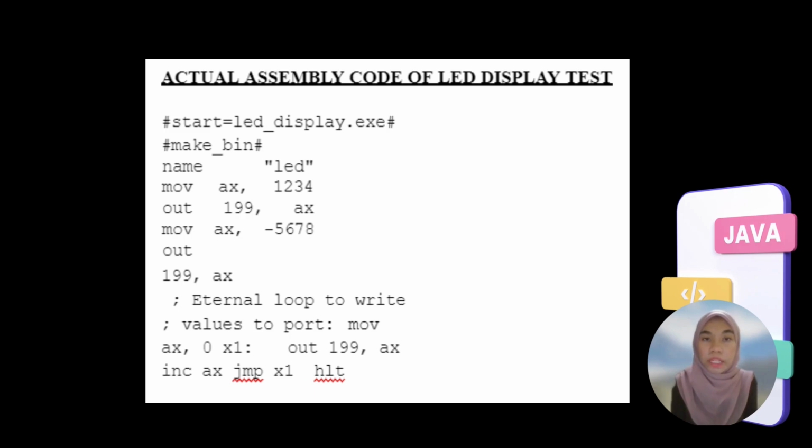Start LED display, make pin, name LED, MOV AX 1234, OUT 199, AX, MOV AX, negative 5678, OUT 199, AX, external loop to write values to port, MOV AX 0x1, OUT 199, AX, INC AX, JMP, HLT.